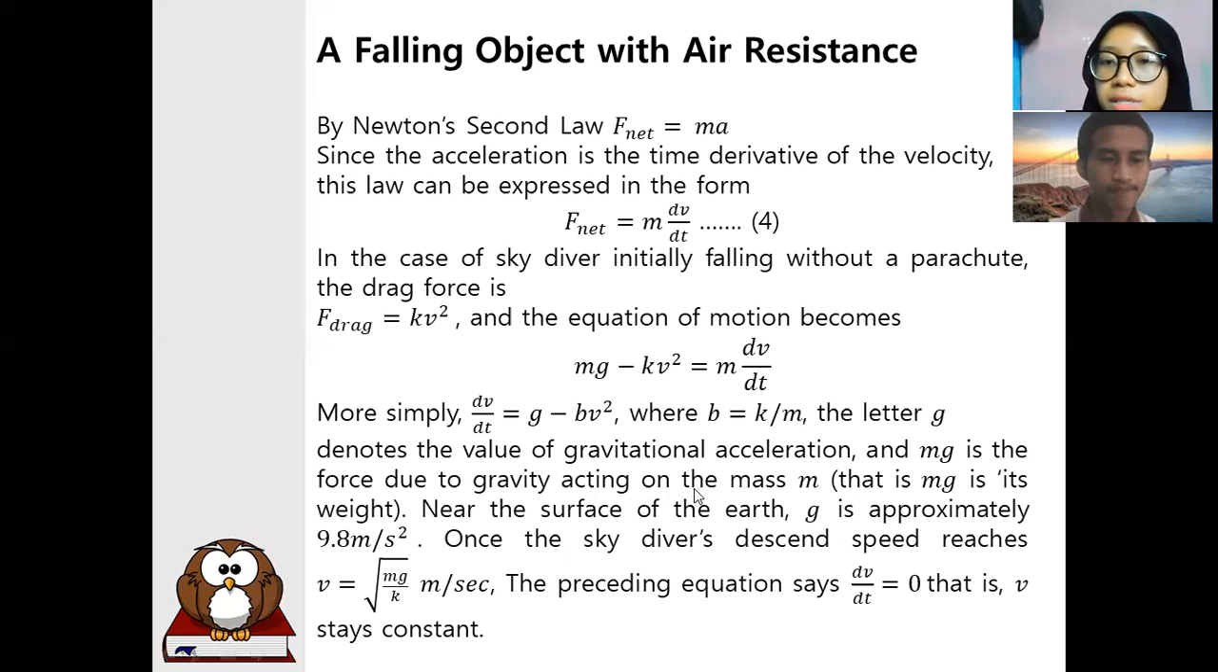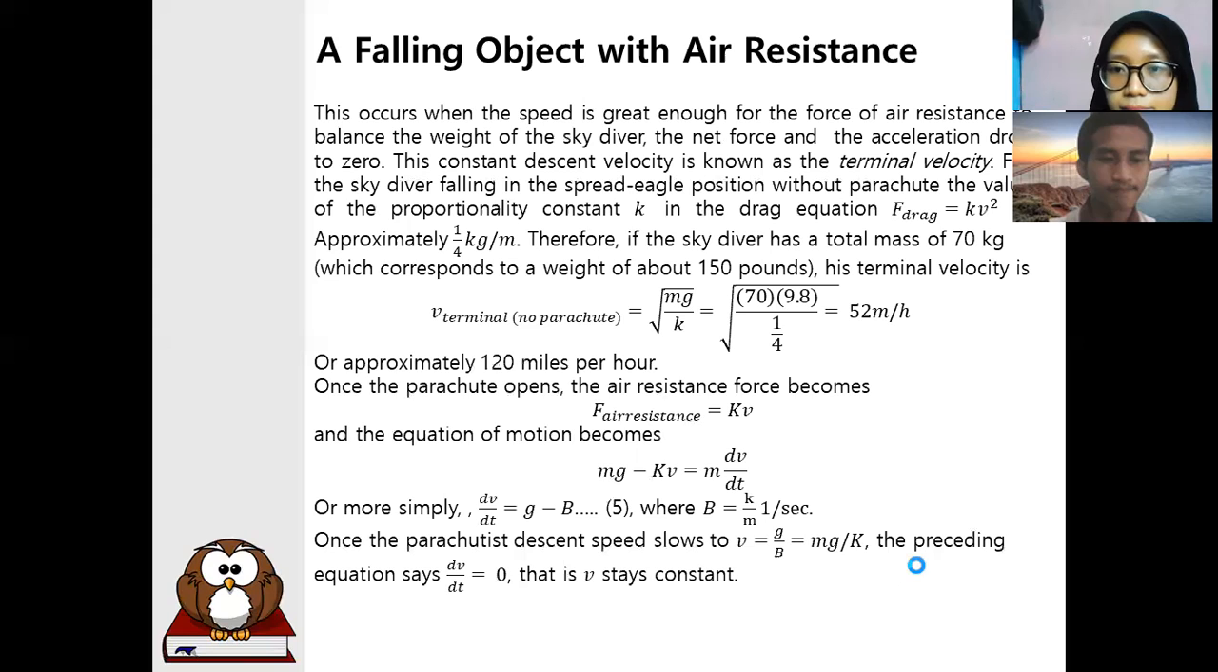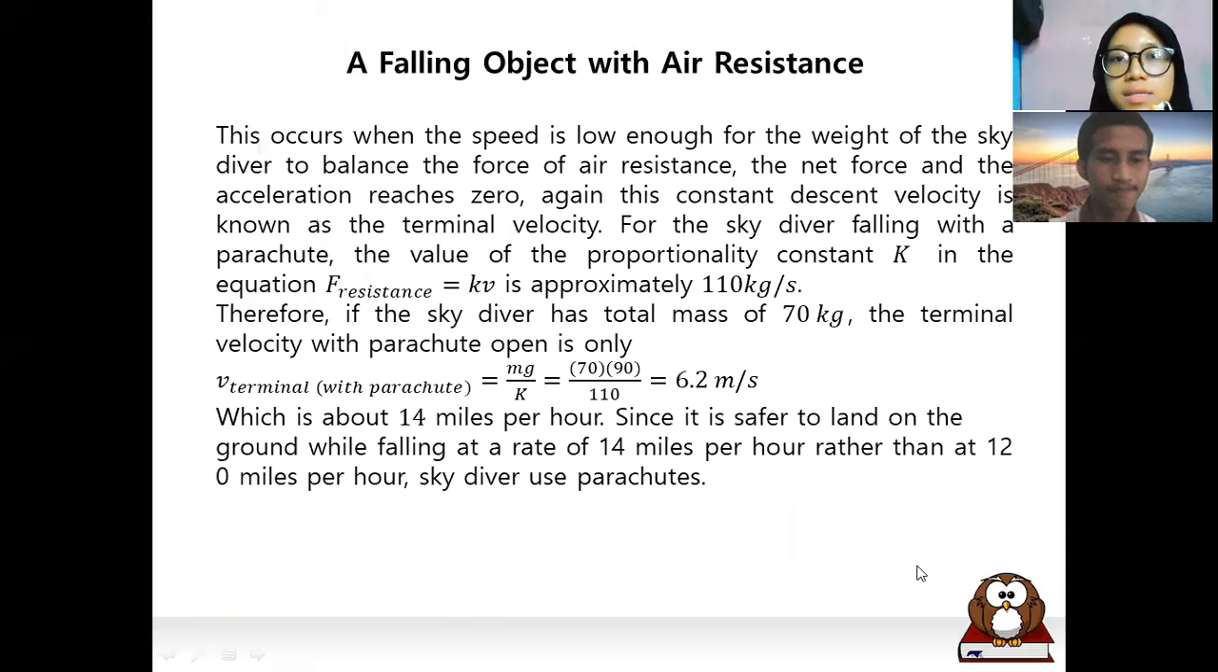Once the skydiver's descent speed reaches v equals the square root of mg over k meters per second, the preceding equation says the derivative of v with respect to t equals 0, that is, v stays constant. This occurs when the speed is high enough for the weight of the skydiver to balance the force of air resistance, so the net force and the acceleration reach 0. Again, this constant descent velocity is known as the terminal velocity.